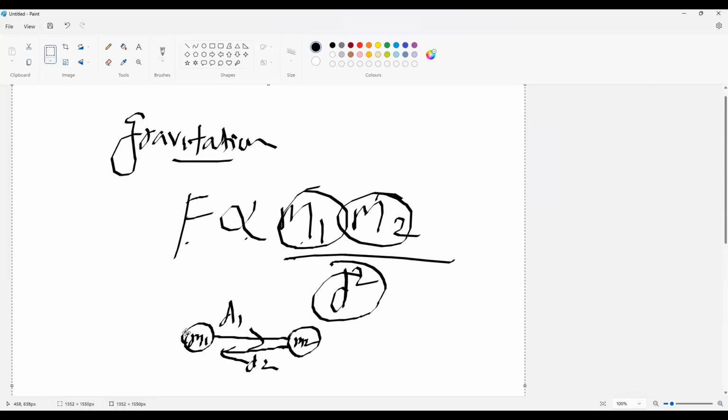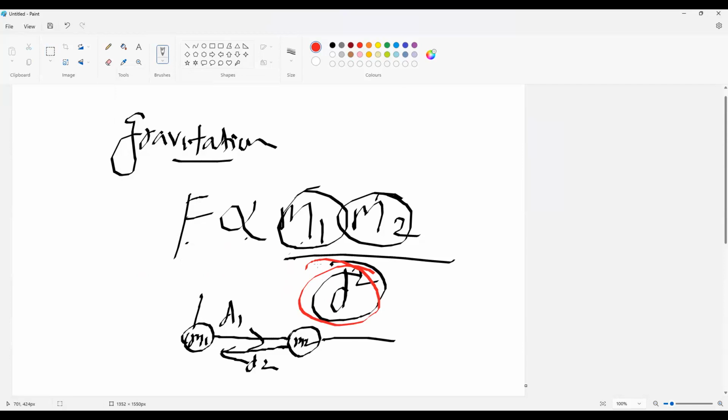Now here, what is D? D is distance, the distance between mass 1 and mass 2. This is mass 1 and this is mass 2. Is that clear, my dear? So two masses and the distance is this. D square. Why D square? Two distances: mass 1 to mass 2, mass 2 to mass 1. Is that clear?